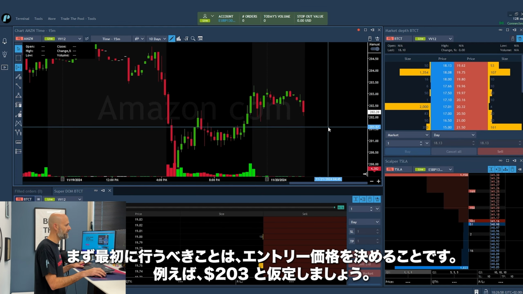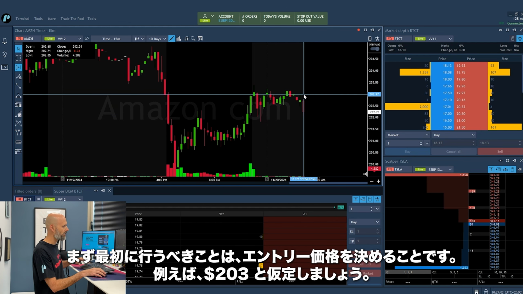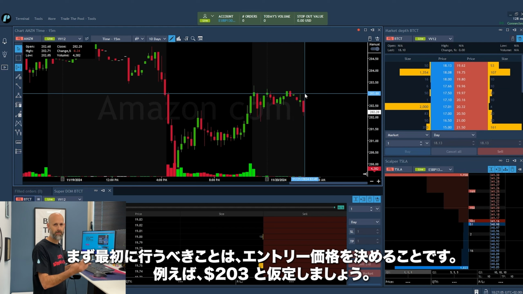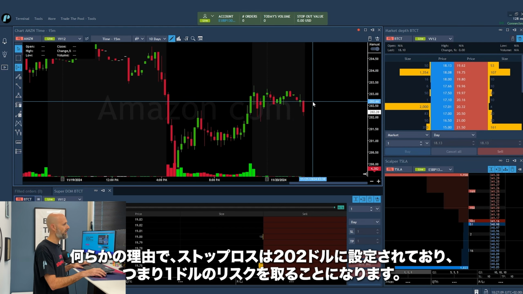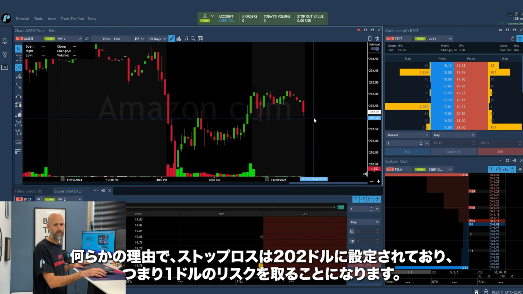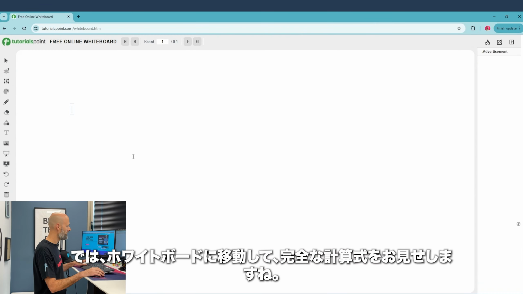So first thing you need to do is decide where you enter. Let's say, just for the sake of it, it will be $203. You want to enter a long position for some reason. Your stop loss will be at 202, meaning you're risking $1 per share. Now, let's go to the whiteboard and I'll share the full formula.